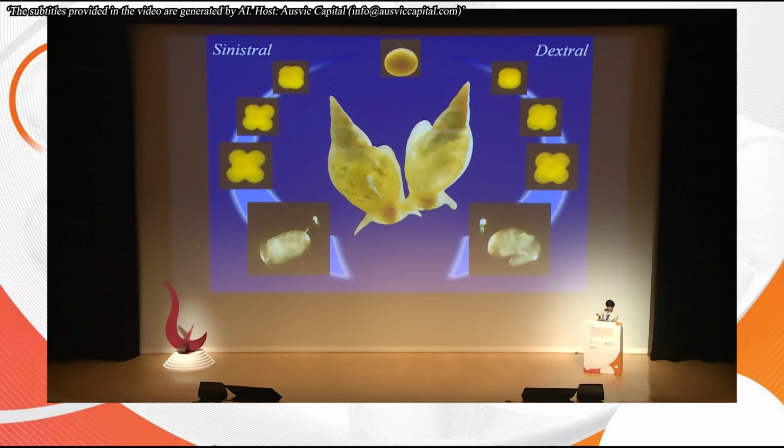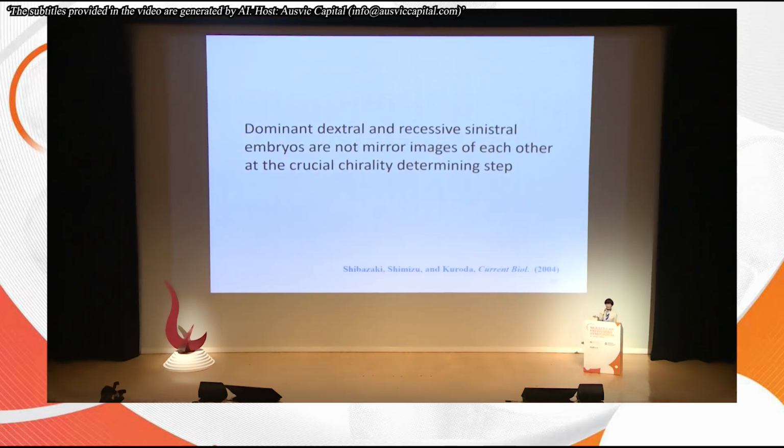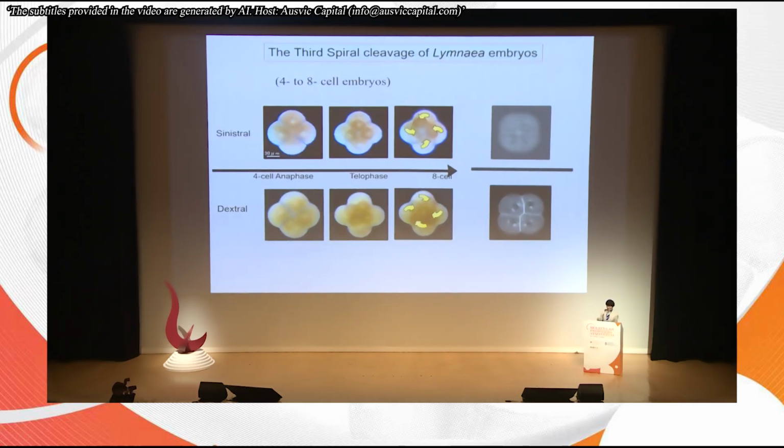So it's just like this, dextral and sinistral snails. And the first discovery is that dominant dextral and recessive sinistral embryos are not mirror images of each other at the crucial chirality-determining step. That is the third cleavage, from 4 cell to 8 cell stage. So it is like this. Okay, the top is the sinistral, the bottom is the dextral. So look at that video. Yes, it rotates, and that rotates. This is really a massive talk, but this is what it's actually doing.